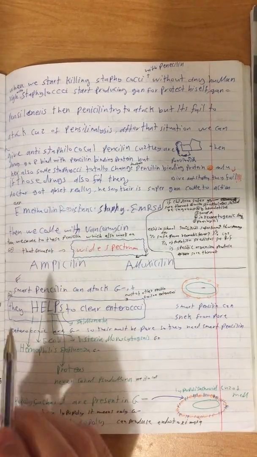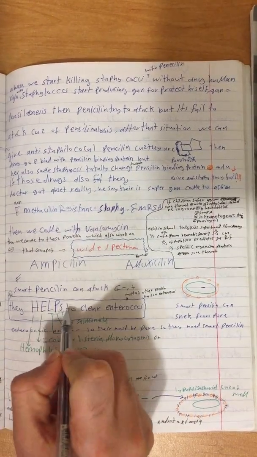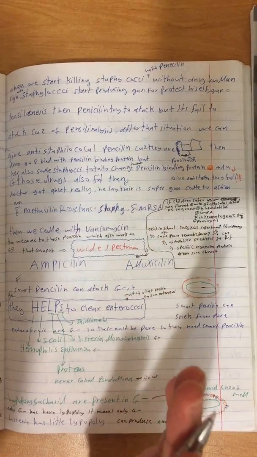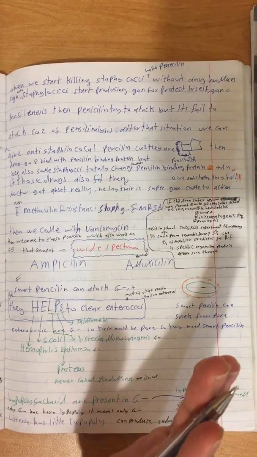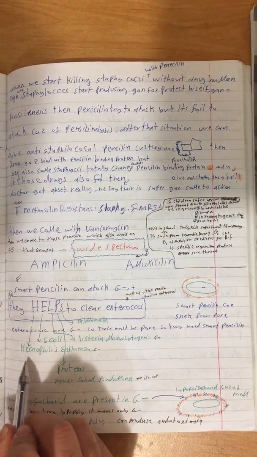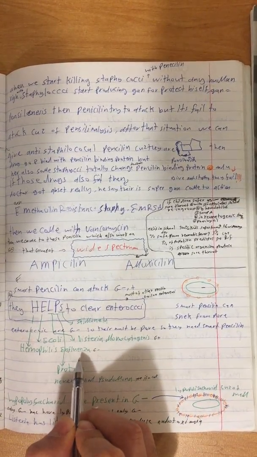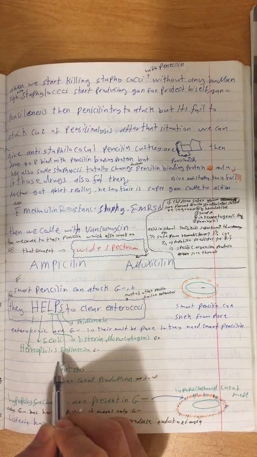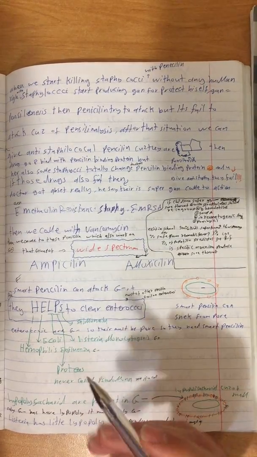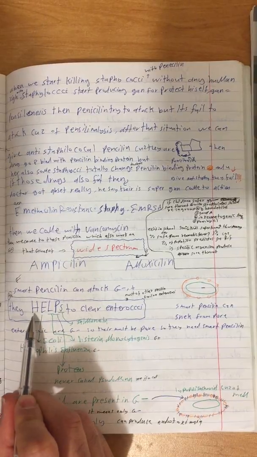So here we can say they help to clear enterococci. The word HELPS, I bring, it's for five. It can have five actions. It can have action on what? H for Haemophilus influenzae, gram-negative. So as I said, wide spectrum, it can have an effect on gram-negative and gram-positive bacteria.